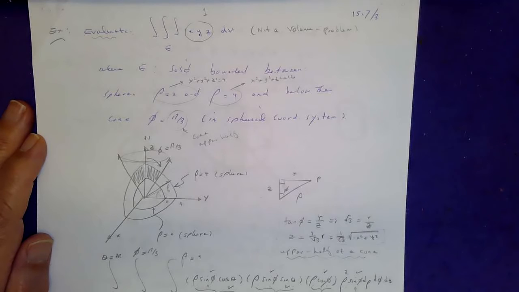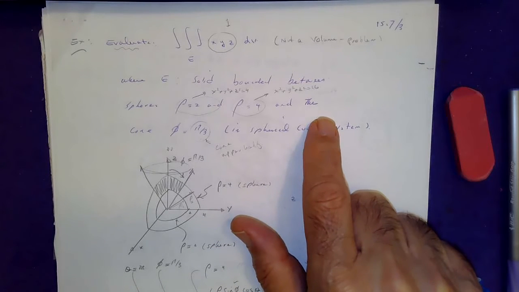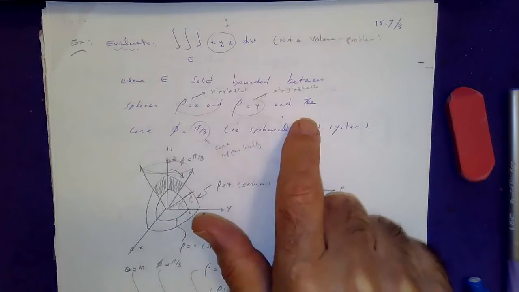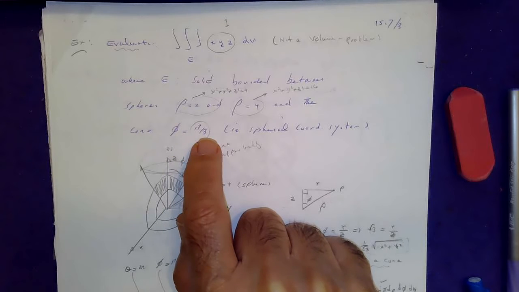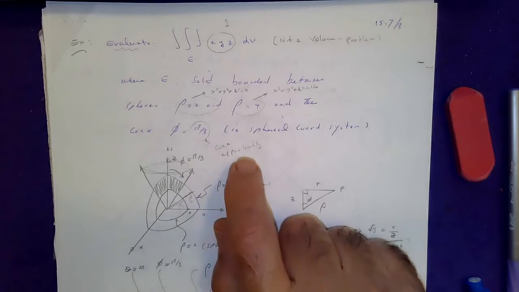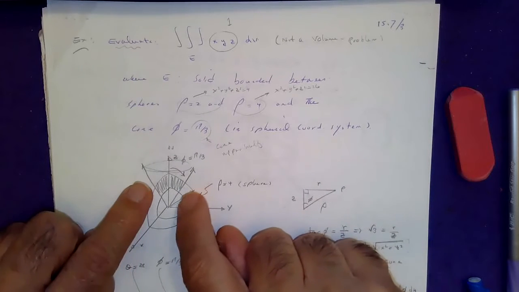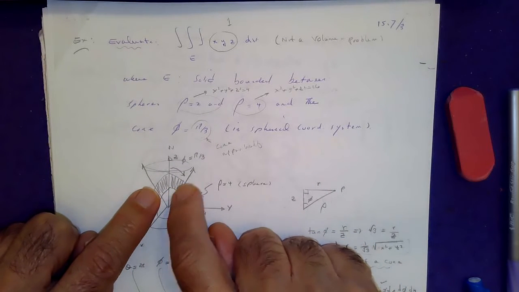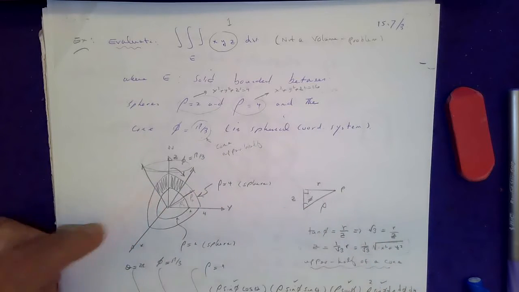So, okay, I made a little correction here. It should read: the solid is bounded between the spheres and the cone, where the equation of the cone is phi equals pi over 3 in spherical coordinates. In other words, we'd like to find this volume, which is trapped between two spheres and the cone.